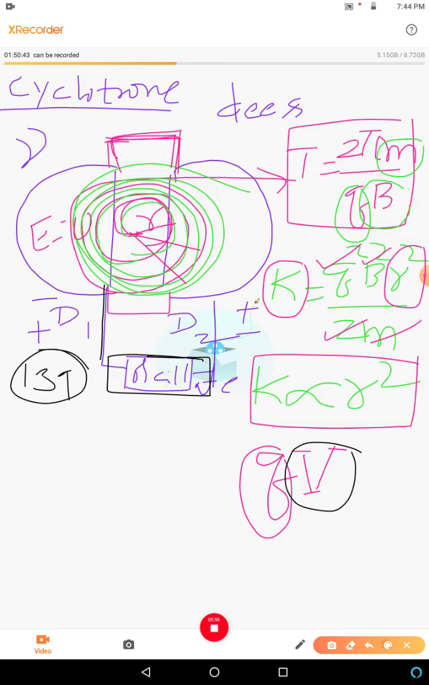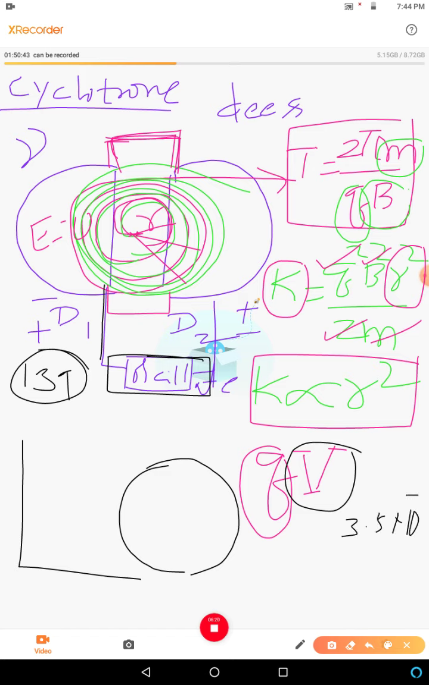Say this is the Earth. The Earth is spherical in shape, so think of it like a sphere. The Earth has its own magnetic field. So what is the strength of the Earth's magnetic field? 3.6 into 10 power of minus 5 Tesla, or rather 3.5 into 10 power of minus 5 Tesla. This is the strength of Earth's magnetic field.